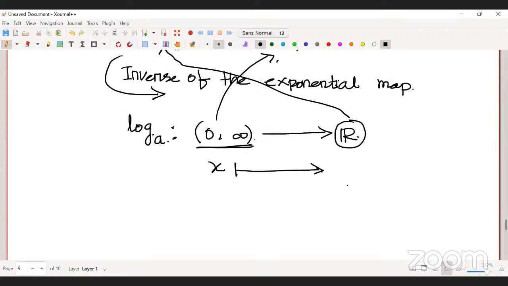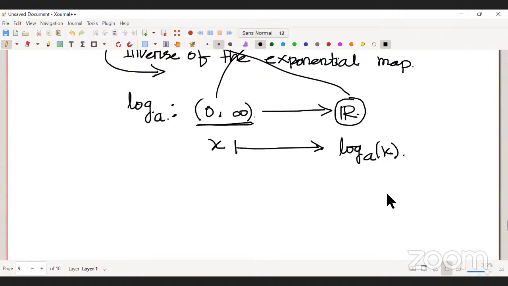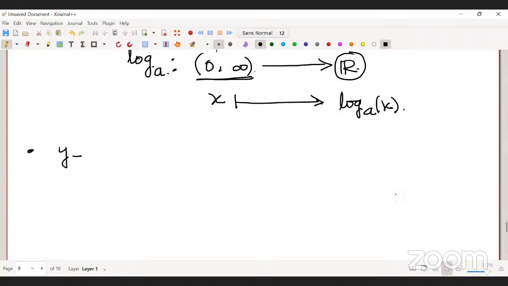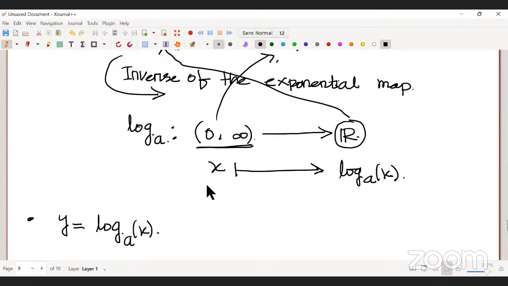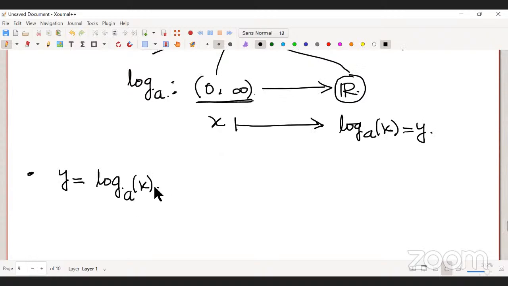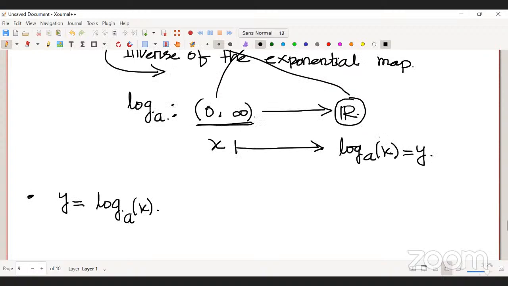So log base a is a map where x goes to log base a of x. When I write y equal to log base a of x, what does it mean? That means the image of x goes to y. This is the same as a to the power y is equal to x.